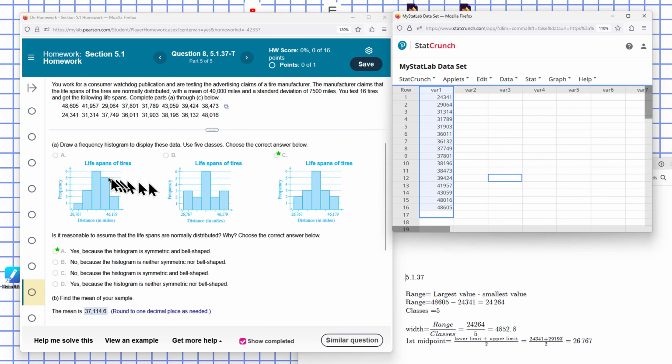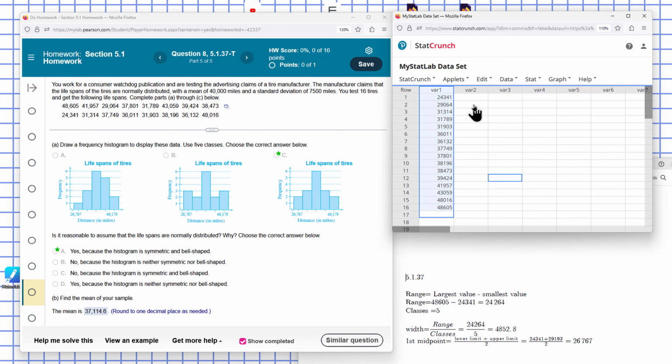And when you look at these frequency histograms, there are 5 classes. And from there, the width of each class is going to be the range divided by the number of classes. So I divided the range by 5, and it gives me here what my width is.